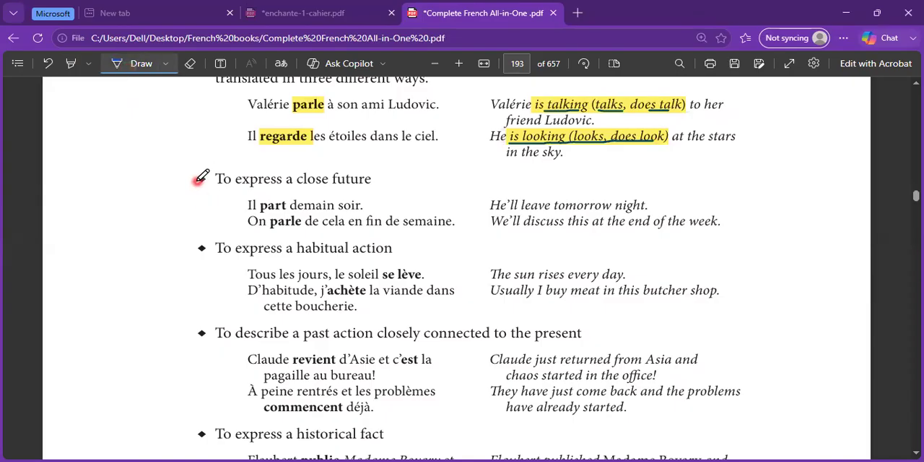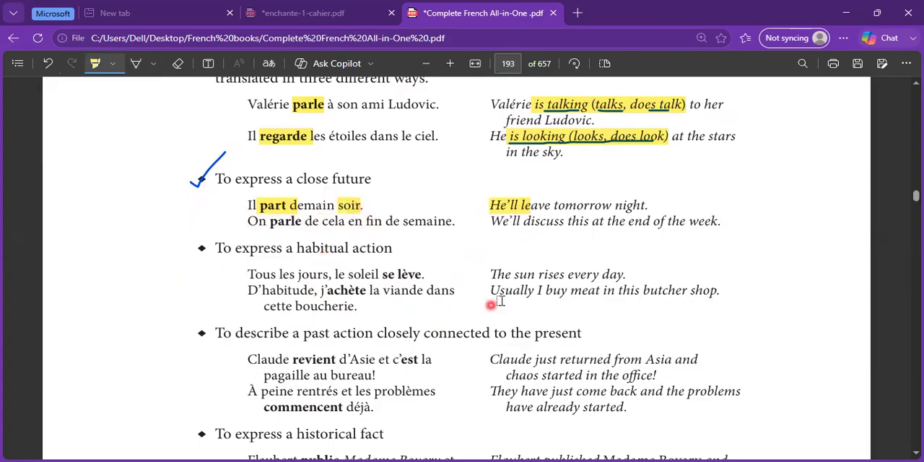Secondly, it is used to express the close future. Yes, this is also a good usage of it, like he'll leave tomorrow night. Now, this is going to be a very near future. So in that case also, we use the simple present tense, like il part demain soir. We have some words to represent the immediate future. So demain soir is tomorrow evening, simply.